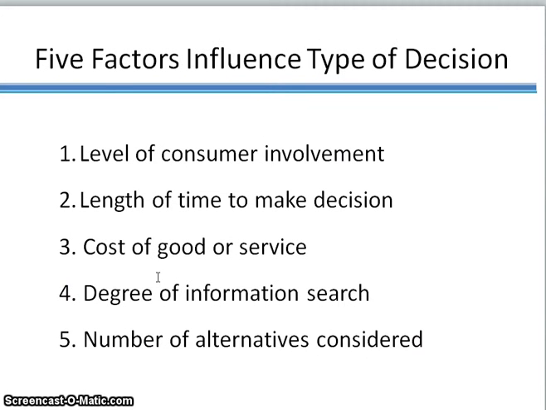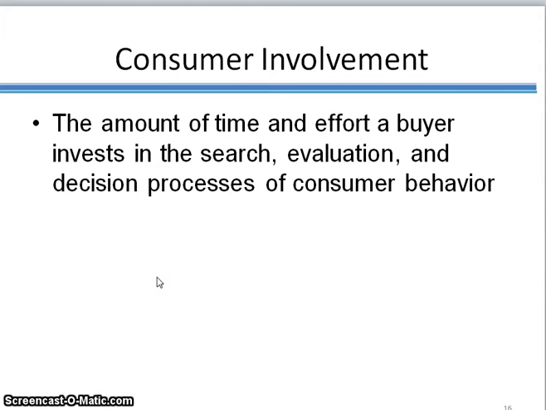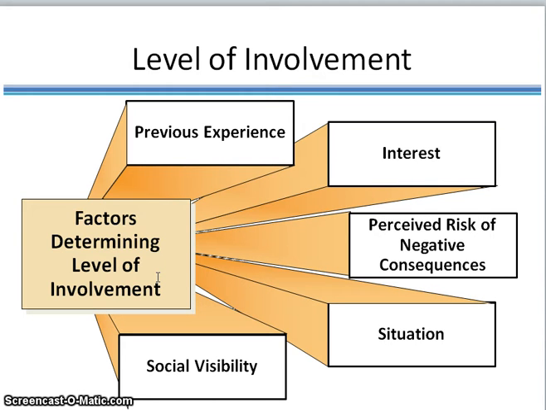So let's look at the different factors that influence the type of decision. And your textbook kind of gives you a nice description on each. The most important one on the top is this level of consumer involvement. So let's look at what that means. So consumer involvement is the amount of time and effort a buyer invests in searching and evaluating and all of those decision processes that we just learned about, right? So if I spend a lot of time searching and thinking about the purchase decision, I am a highly involved consumer. So what dictates the level of involvement?